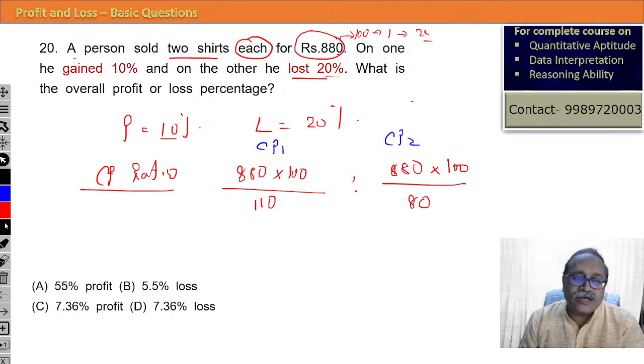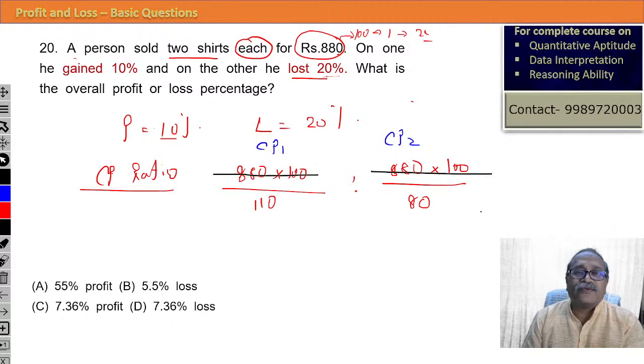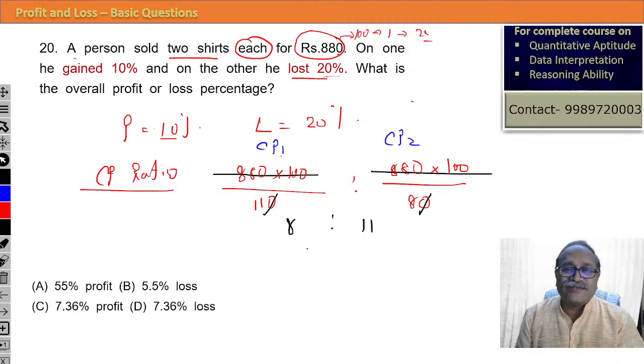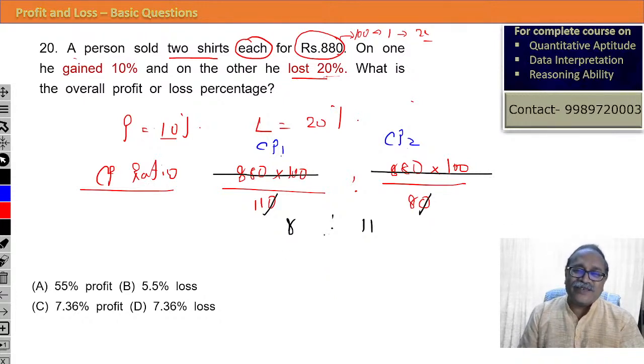Now you notice that, is there any use of writing this number? No. So the cross difference. Now look at the ratio here. This is 11:8. So what will be CP1 by CP2? CP1 by CP2 will be 8:11. ये आ गया रेशियो. अब एक बार CP ratio आ गया.